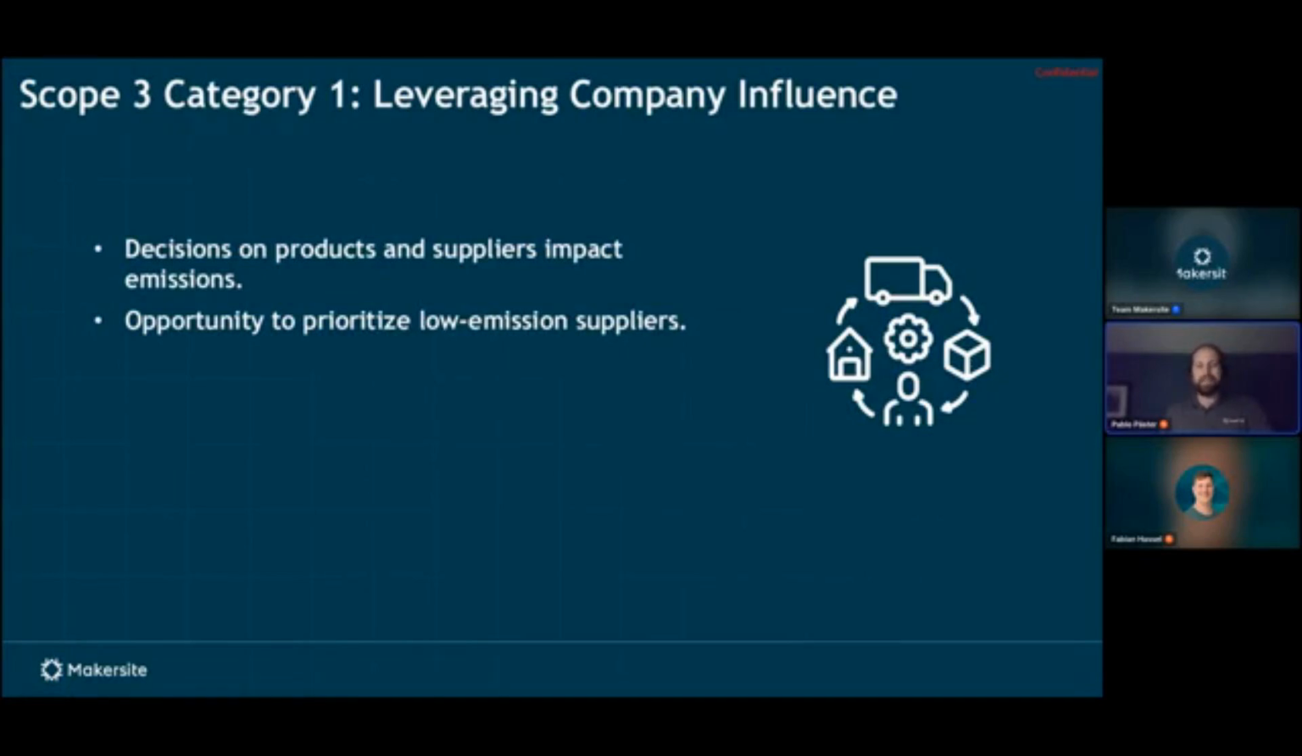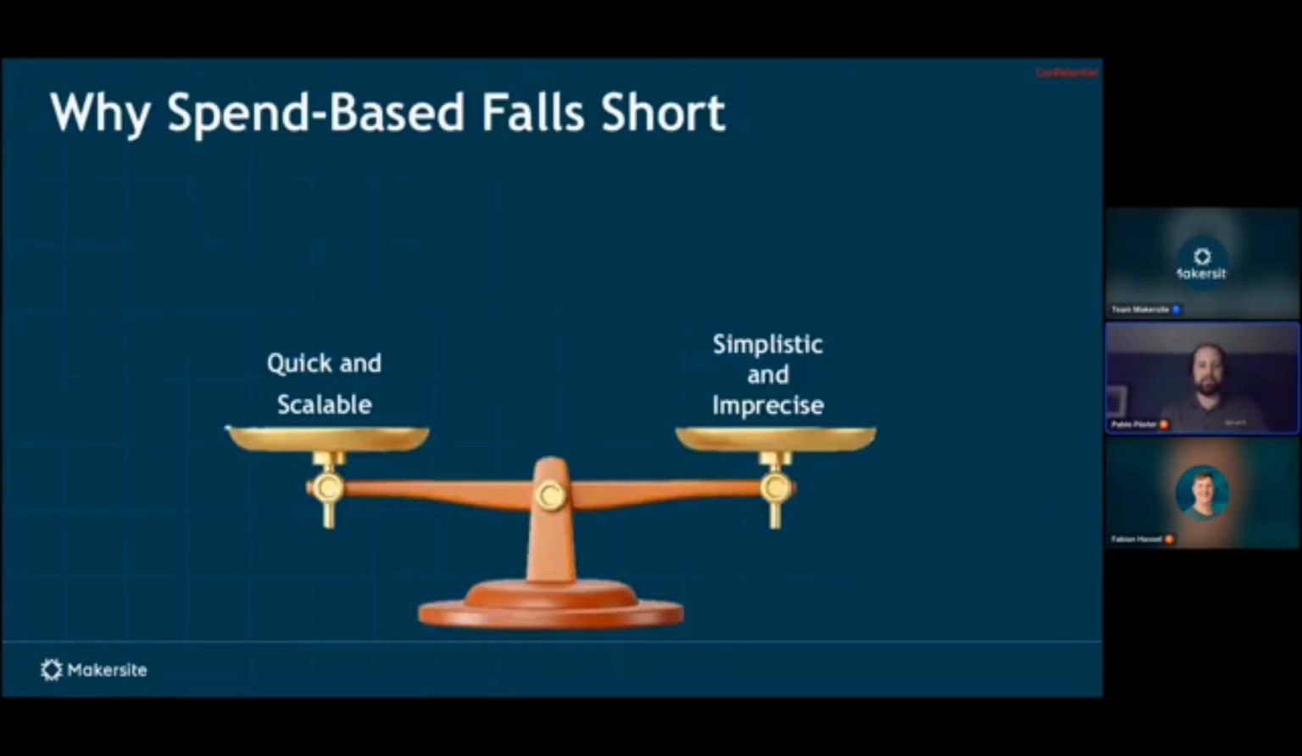Decisions on products and suppliers can impact your emissions. So you have the influence, you have the ability to leverage your purchasing power to have an influence on these emissions. So not only are they easy to calculate, but you can easily have an impact. For example, you can make decisions on which products to buy, which vendors to partner with, and how to prioritize low emission suppliers over those that have higher emissions. This also makes category 1 an excellent starting point for meaningful reductions.